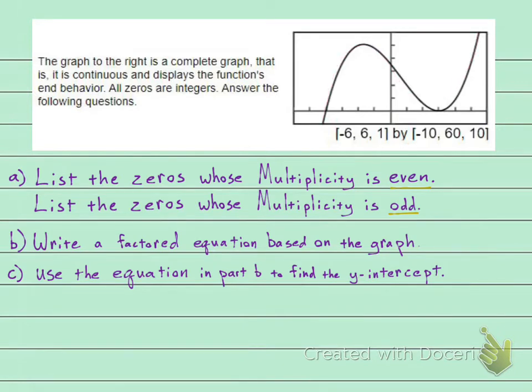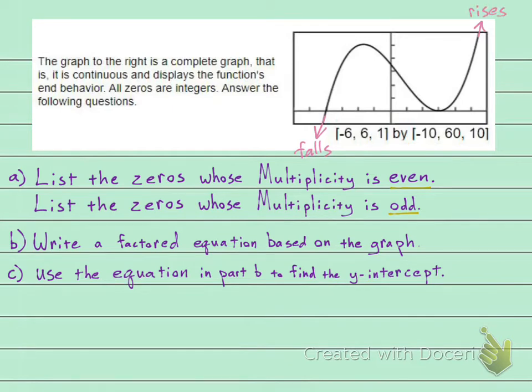So remember, to be a polynomial function, it has to be smooth and continuous, and of course it is right here. It displays the function's end behavior, which means that it goes down forever and it goes up forever, so it falls to the left. That's the end behavior. It falls to the left and it rises to the right.